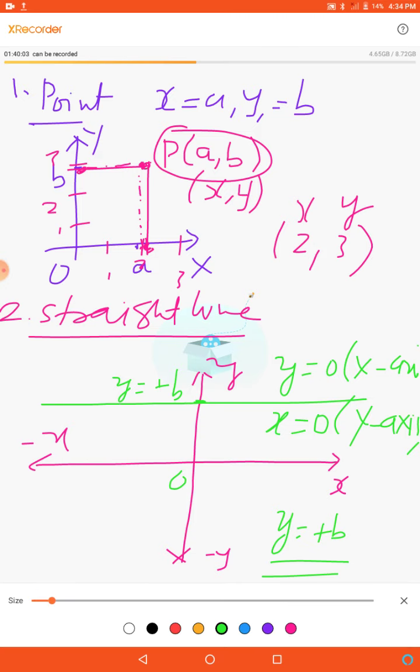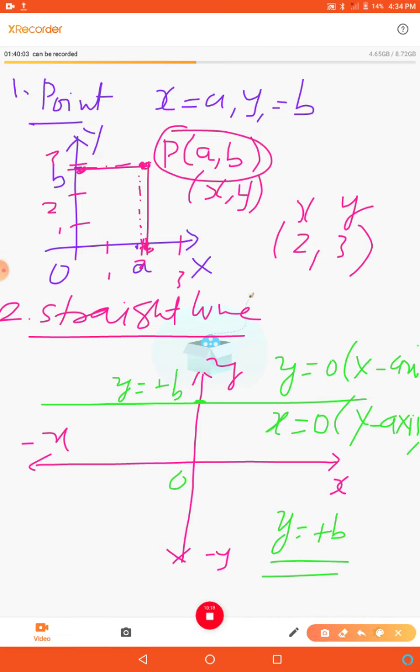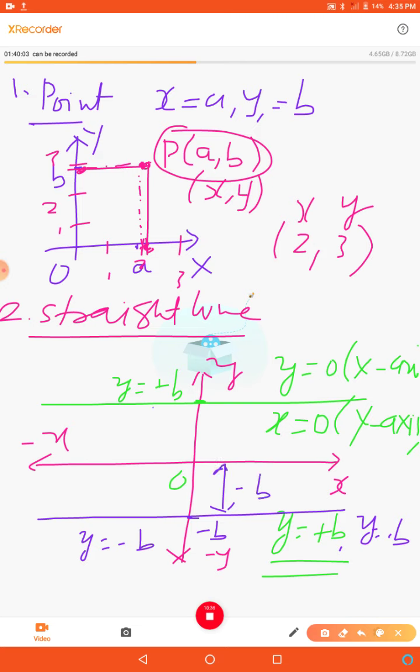Another line you can have is y is equal to minus b. This is minus b on the y-axis. So y is equal to minus b is again a straight line parallel to the x-axis. This distance will be minus b, and this distance will be plus b.